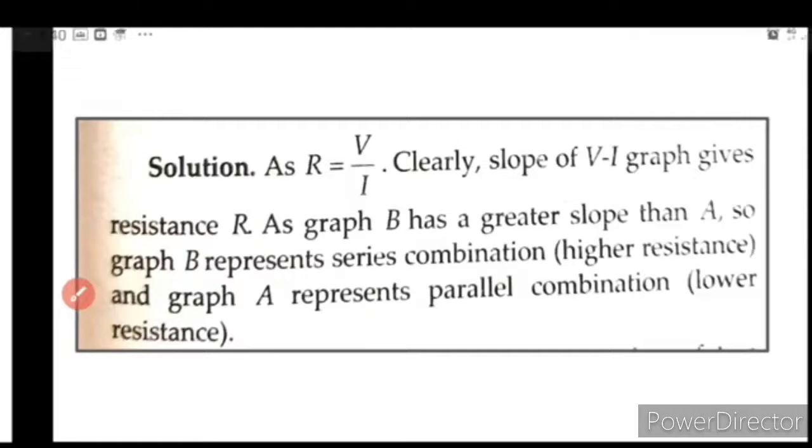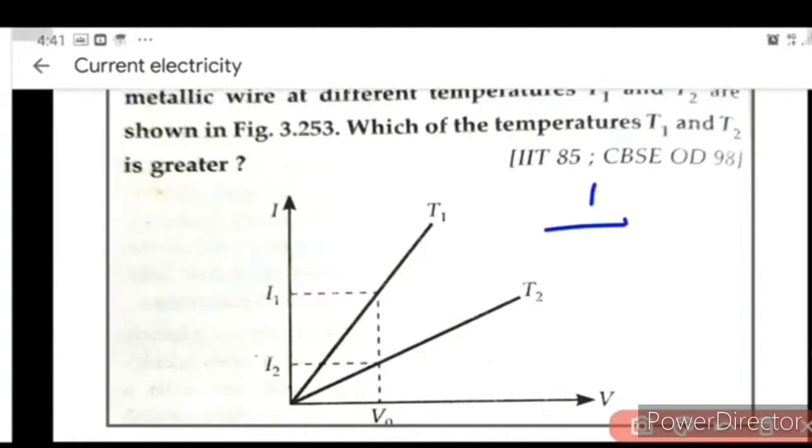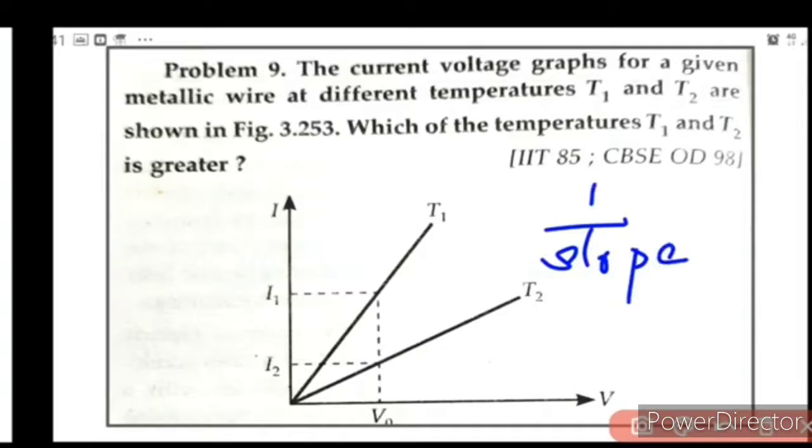Now coming to the next. The current-voltage graphs for a given metallic wire at different temperatures T1 and T2 are shown in the figure. Which of the temperatures T1 and T2 is higher? Here you should note that V and I are exchanged. V is along the x-axis and I is along the y-axis. So if the graph is drawn like this, things get reversed. It is actually 1 by slope, the reciprocal of the slope, that gives resistance.